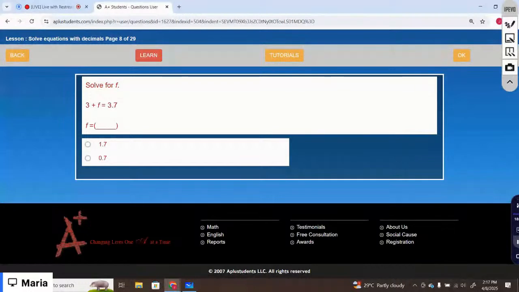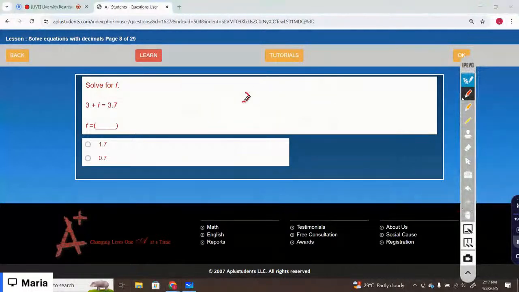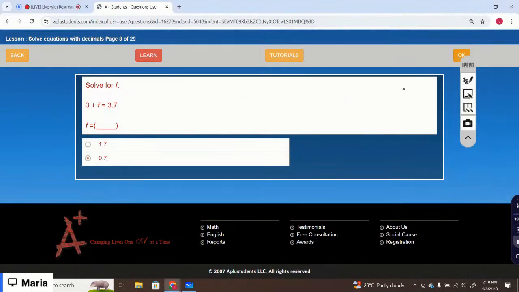Solve for f. 3 plus f equals 3.7. So you have to do the inverse operation. You have to subtract 3 from both sides. So that is 3 plus f minus 3 equals 3.7 minus 3. So 3 and 3 cancel out. You are left with f equals 0.7. Option number 2 is the correct option. That is 0.7.